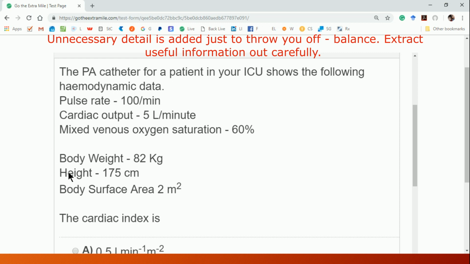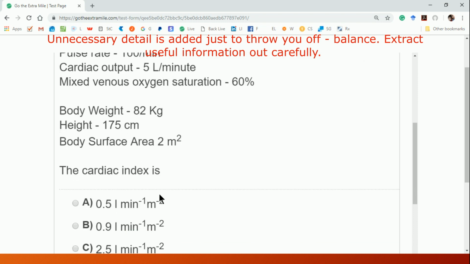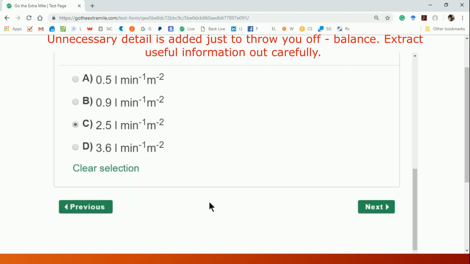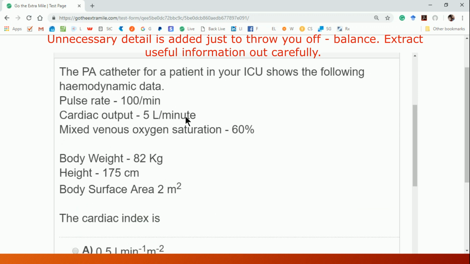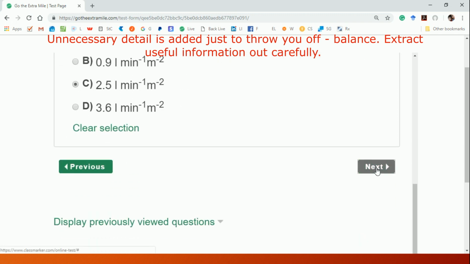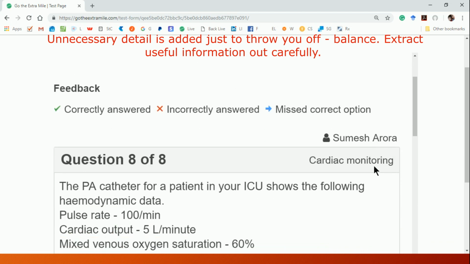these pieces of information. So I'm going to say 5 liters divided by 2 would be 2.5 liters per minute per meter square body surface area. And I can disregard rest of the information that has been given to me. Let's see if I've got it right. There we go.